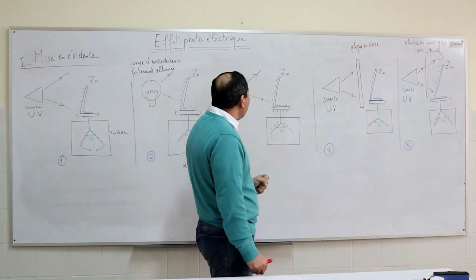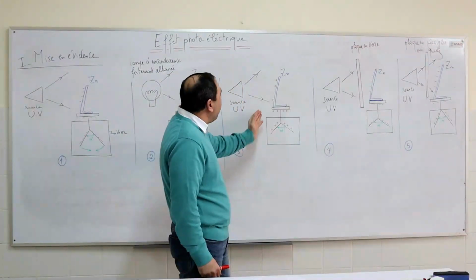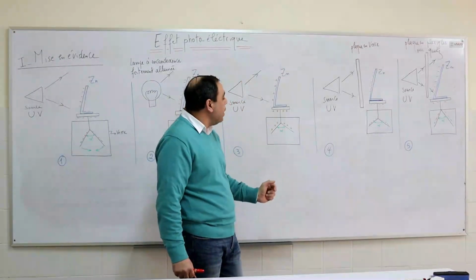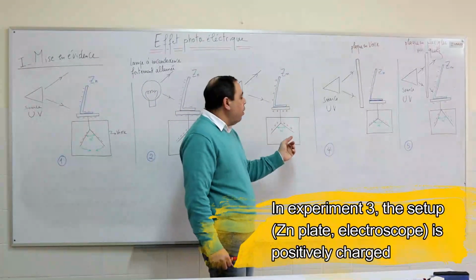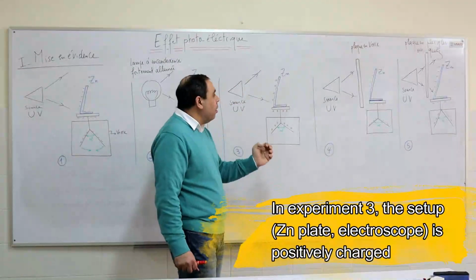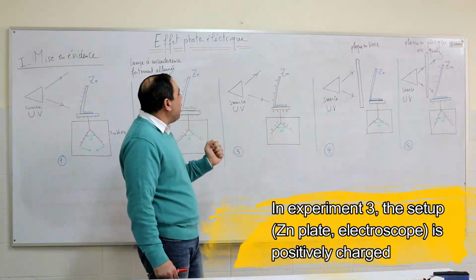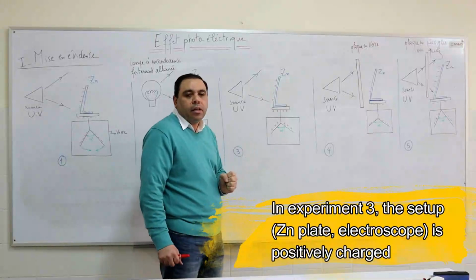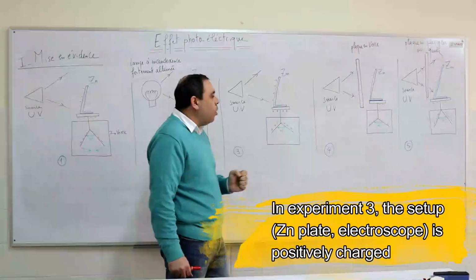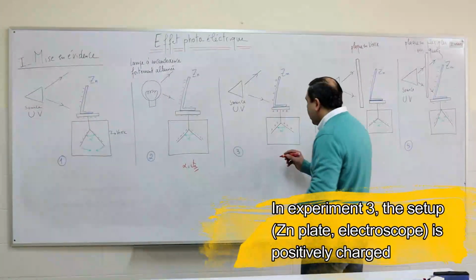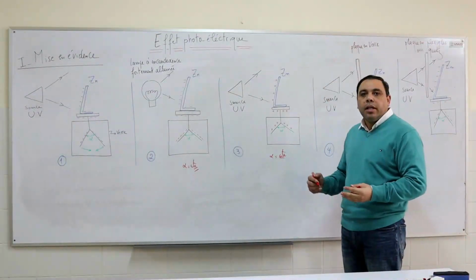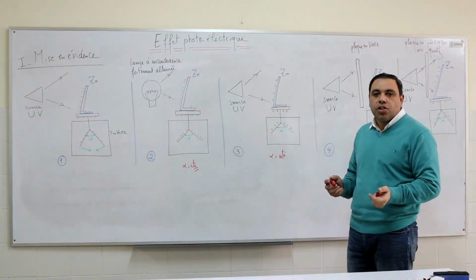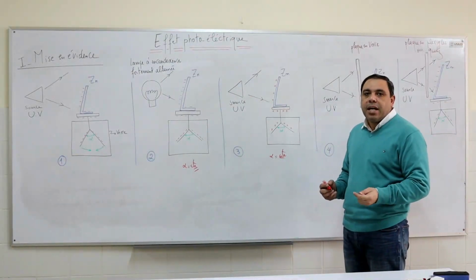In the third experiment, the setup is positively charged. The angle between the leaves is alpha. The zinc plate is illuminated by an ultraviolet lamp. We notice that the angle alpha remains unchanged. So the electroscope doesn't lose its charge, it preserves it.